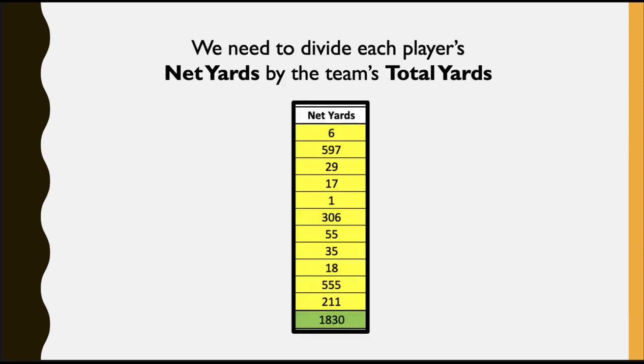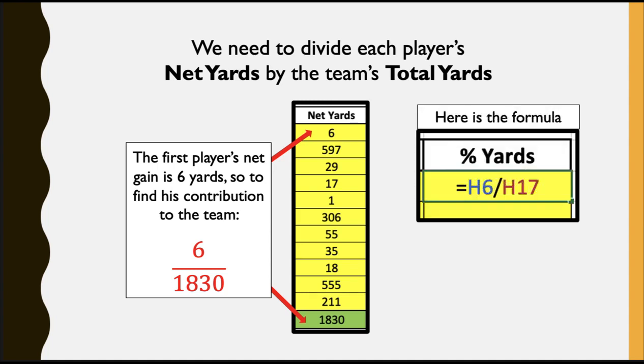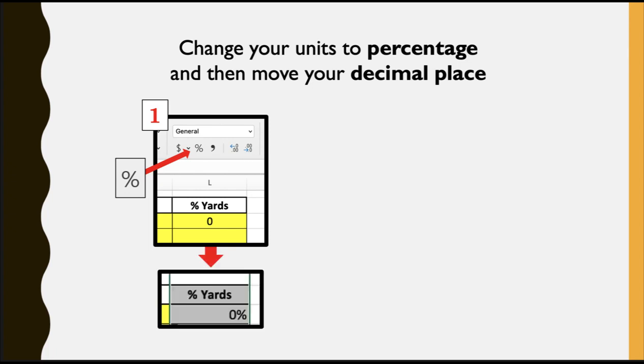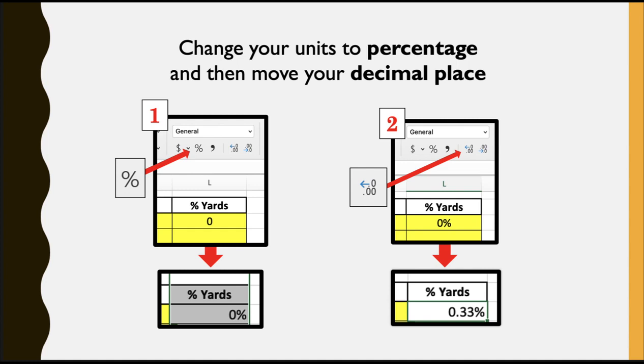So to calculate each player's %yards, we need to divide each player's net yards by the team's total yards. The first player's net gain is 6 yards, so to find his contribution to the team, you would take 6 divided by 1,830, which equals H6 divided by H17. So you can build that formula by just clicking on the appropriate boxes, or you can just type it into the cell. You will get a 0. Change your units to percentage, and now you will have 0%. Then move the decimal place a couple times so that you get 0.33%.